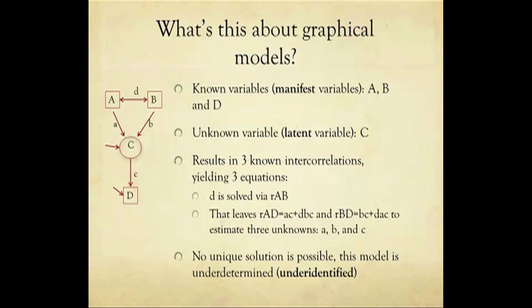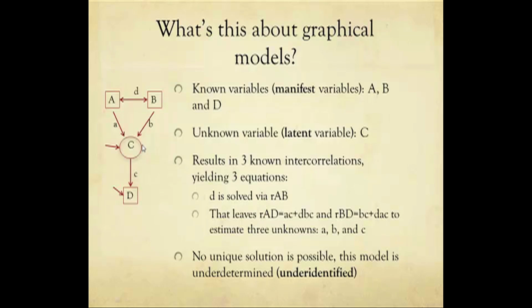All right, so this is a model that starts introducing some of those boxes and circles you might have heard about if you know anything about SEM. In this graphical model, we've got a couple of manifest variables. These are the known variables, and they're demonstrated by the boxes up here. In this case, we've got three manifest variables: A, B, and D. A and B are our upstream variables, and D is our outcome, or downstream variable.